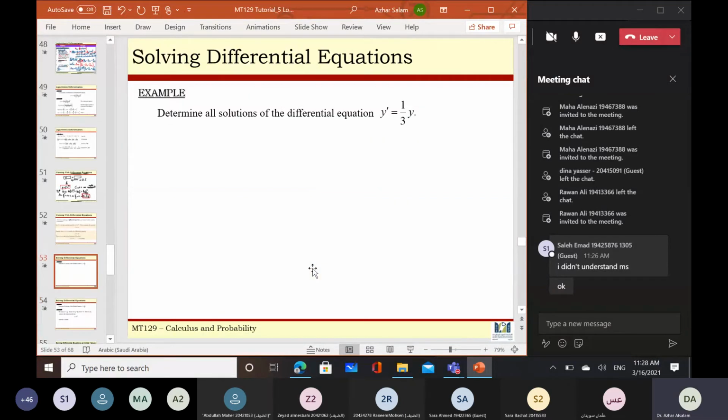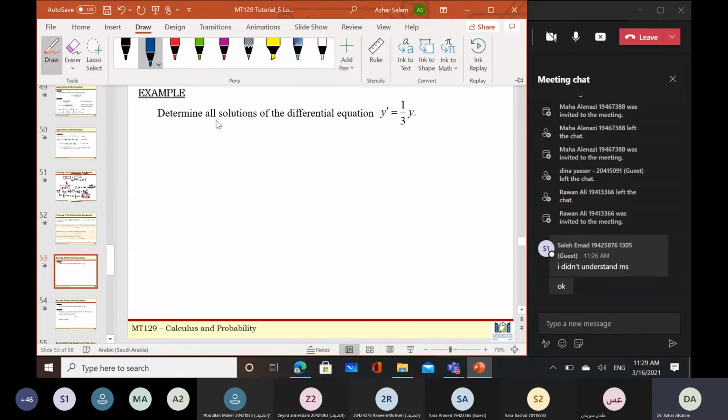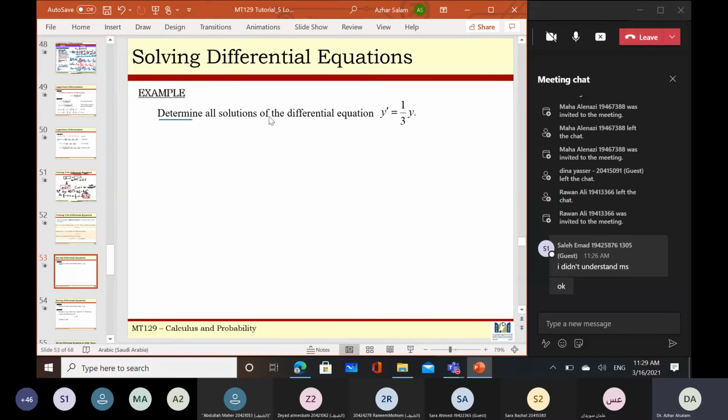First we will confirm the definition of this differential equation, which is y dash equal to ky. Here the question is only to determine all the solutions of the given differential equation. This is the differential equation, and it is equivalent to y dash equal to ky.